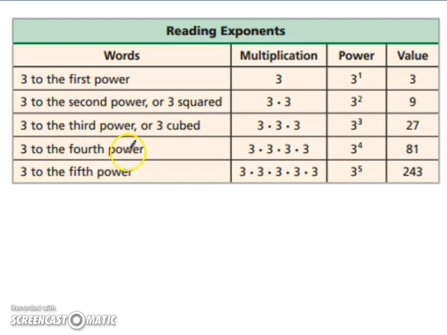3 to the fourth power is 3 4 times. So 1, 2, 3, 4 times. So we have 3 to the fourth power would be 3 times 3 times 3 times 3. And that is a value of 81.